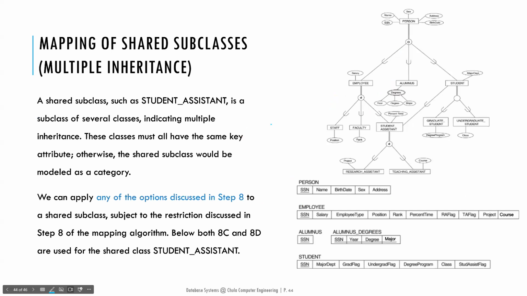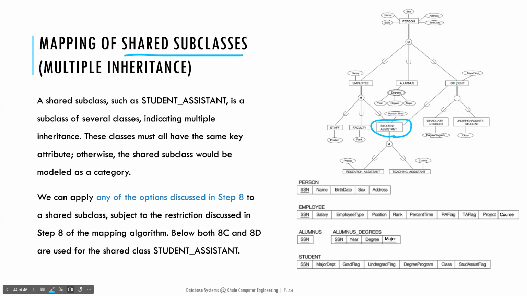Now, come to the next one. Almost done. I have just 3 more slides. Now we're mapping what we call the shared subclass, if you remember. For the example here, the shared subclass would be student assistant. Because it belongs to several classes, right? It belongs to employee, it belongs to student, right?